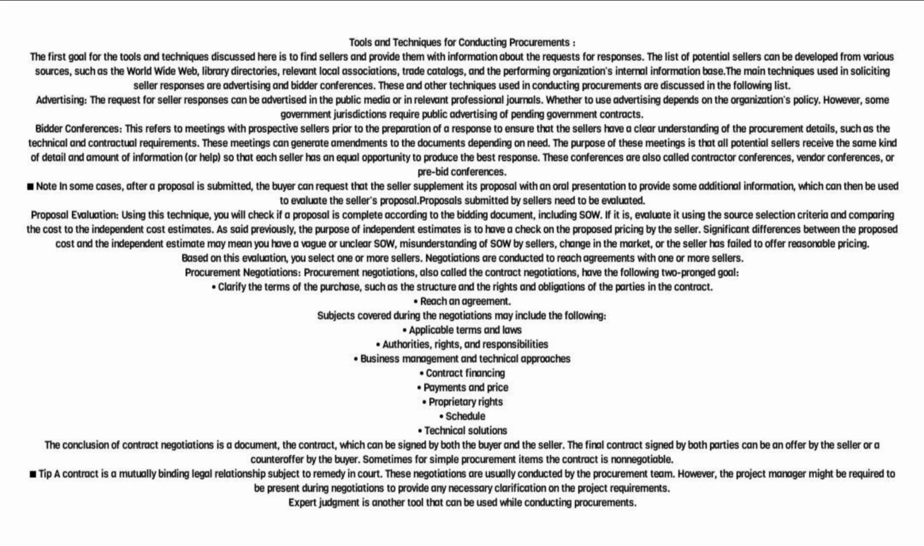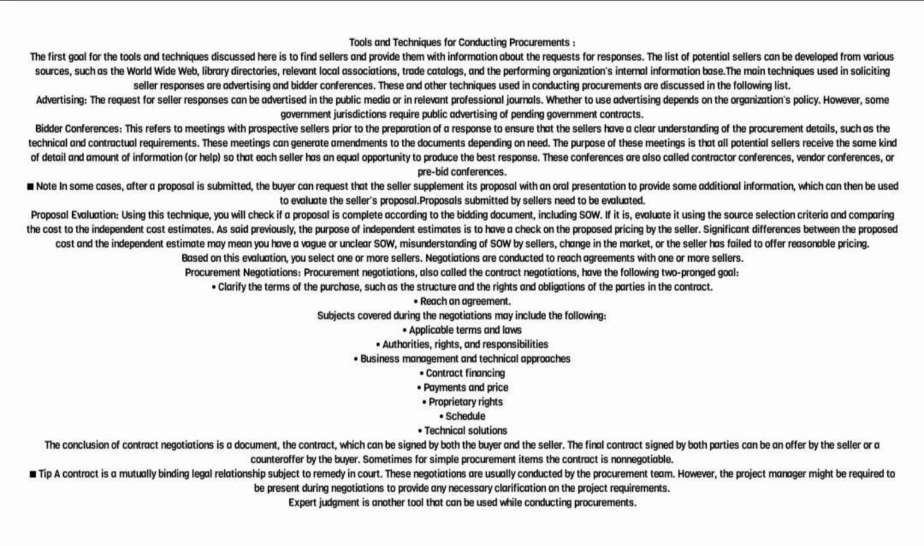The conclusion of contract negotiations is a document, the contract, which can be signed by both the buyer and the seller. The final contract signed by both parties can be an offer by the seller or a counteroffer by the buyer. Sometimes for simple procurement items the contract is non-negotiable. A contract is a mutually binding legal relationship subject to remedy in court. These negotiations are usually conducted by the procurement team.